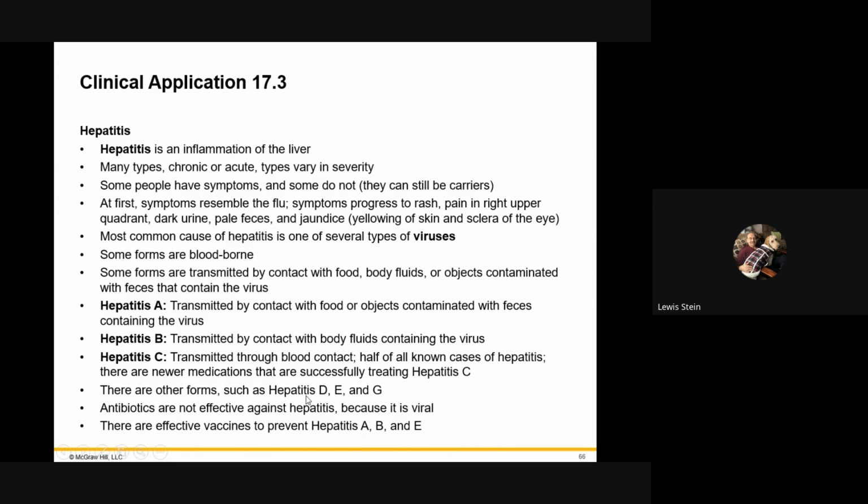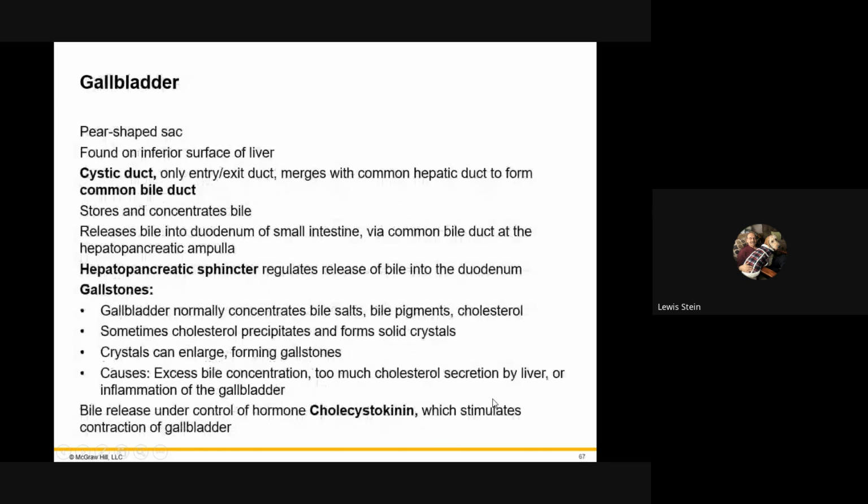And as you can see, there's other forms. The E, it's my understanding, I think A and D are both oral, and don't quote me. The only ones I know about are A, B, and C. But E may or may not. I do not know whether that is oral, fecal to oral acquired, or blood or body fluids. And obviously, it's viral, and antibiotics aren't going to work.